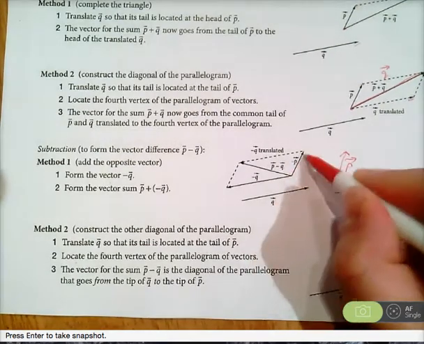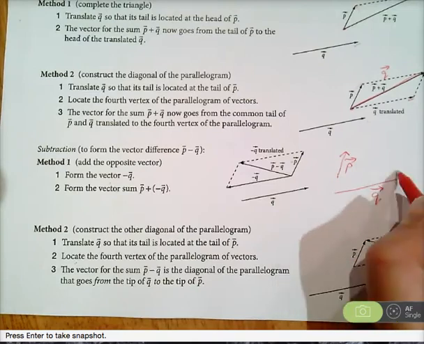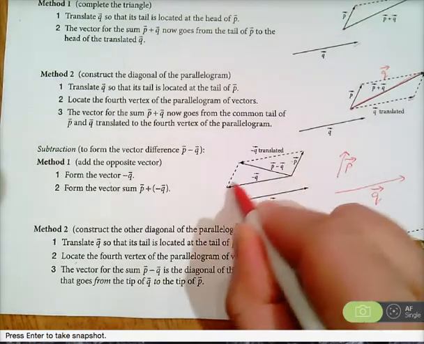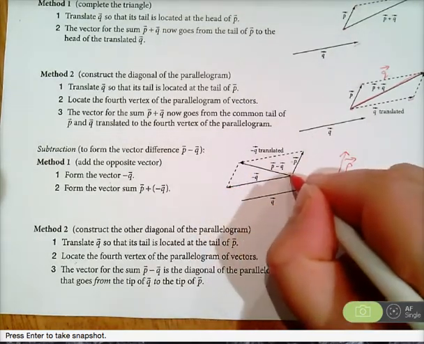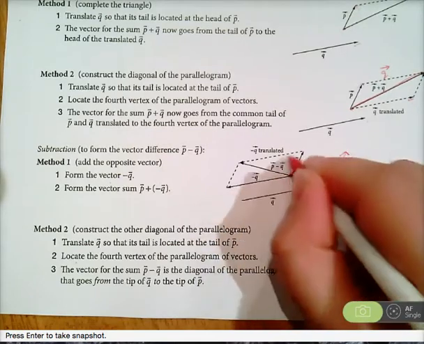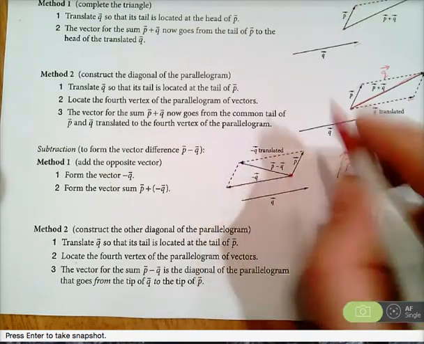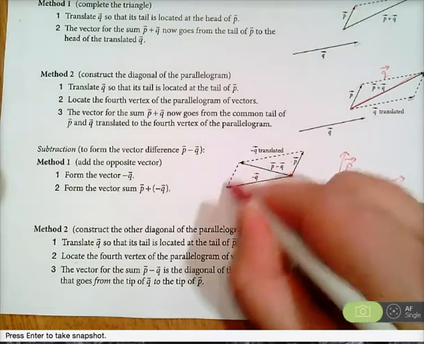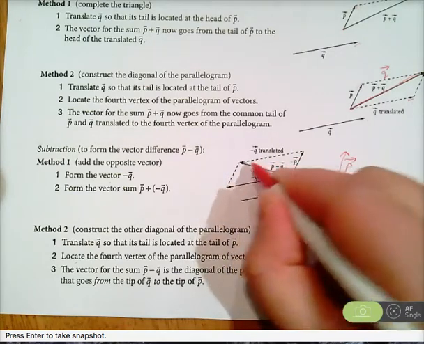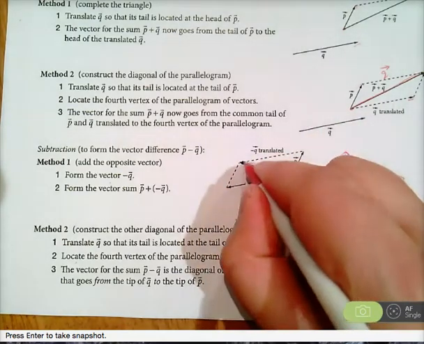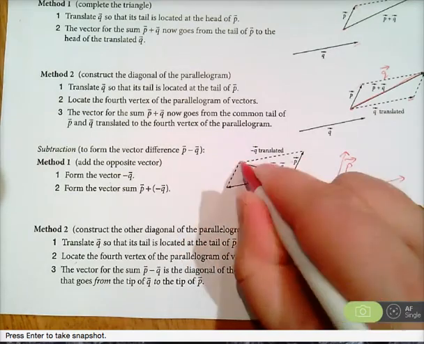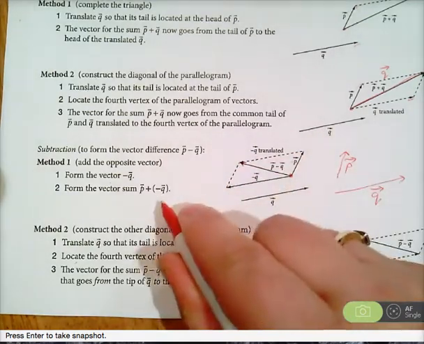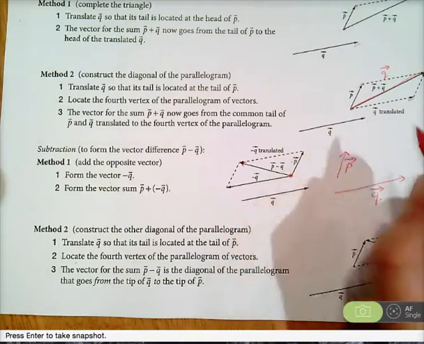So we've got P, if that's Q, minus Q goes back like this. So there's minus Q. Notice we've formed them both from this point. Then we've constructed the parallelogram, okay? And then gone from here to the opposite corner. And therefore, going this way, this will be P minus Q or P plus minus Q, which is the same as P minus Q.